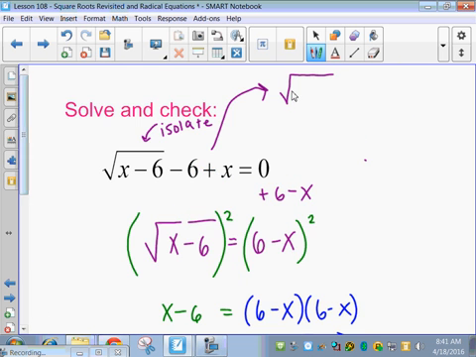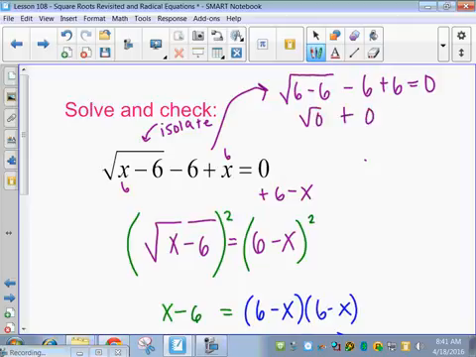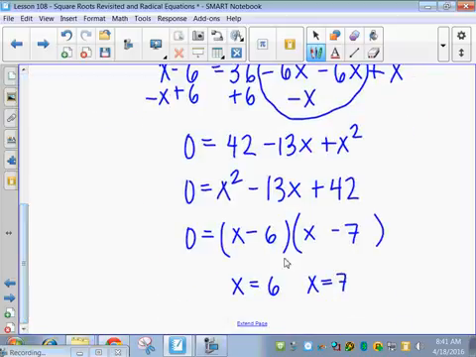So we're going to check 6 first. I'm going to plug in a 6 anywhere I see x, right? So I have 6 minus 6, another minus 6, another plus 6 equals 0. All right. So 6 minus 6 gives me the square root of 0, which is 0. And then negative 6 plus 6 also gives me 0. So 6 works. Okay. We checked it.